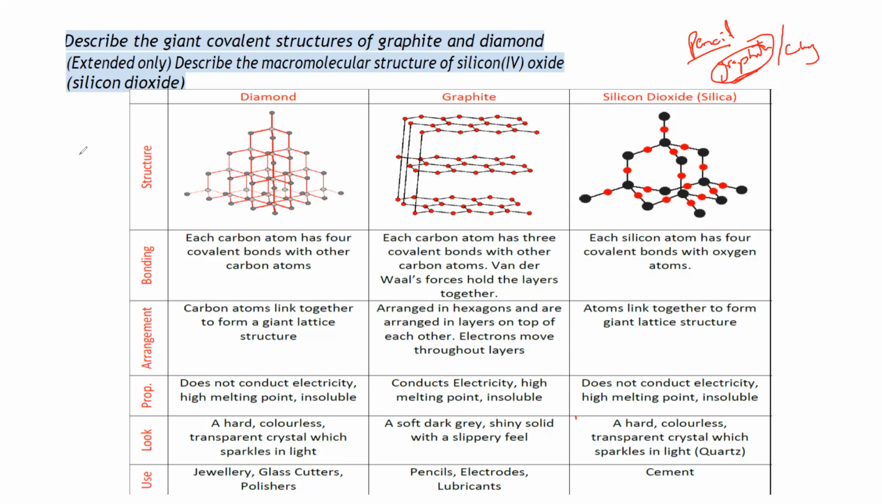You can see that these carbon atoms do not have too much space to move. That's why it is hard. Why is it transparent? Because they allow the light to pass through. But for graphite, because it's a layer structure, the layer structure does not allow the light to pass through.